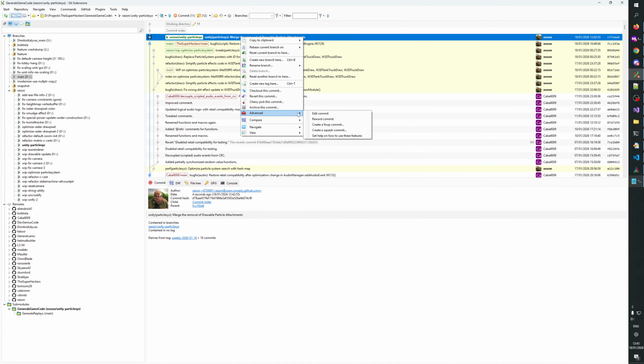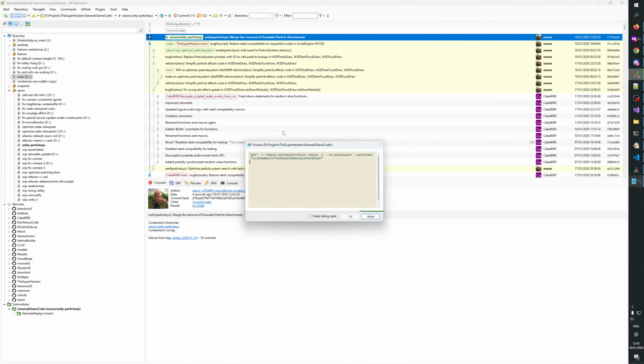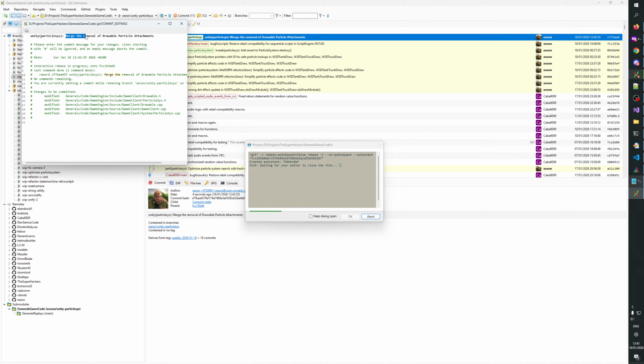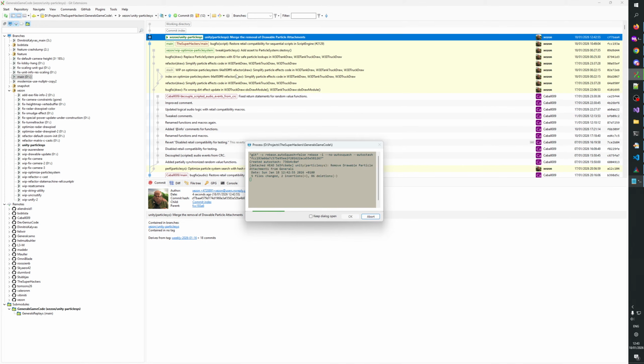How about we write this differently? Remove drawable particle attachments from generals. There we go. I think that's better.